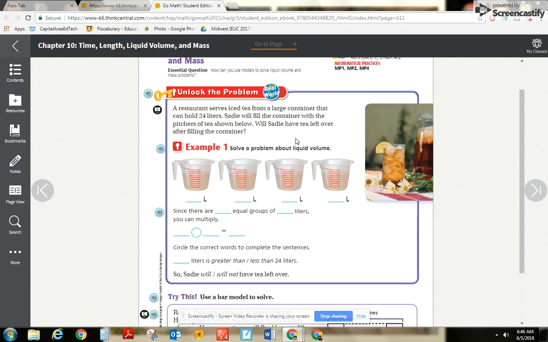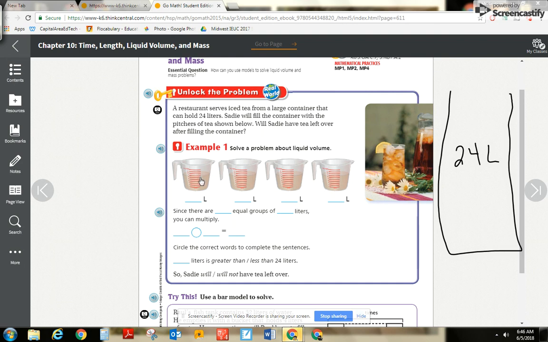And it reads, a restaurant serves iced tea from a large container that can hold 24 liters. Sadie will fill the container with the pitchers of tea shown below. Will Sadie have tea left over after filling the container? So I guess this restaurant's got some huge type of pitcher that can hold 24 liters of liquid. That's a lot. And she's got these four pitchers that she's going to fill up and see if it fits into this massive one that the restaurant has.